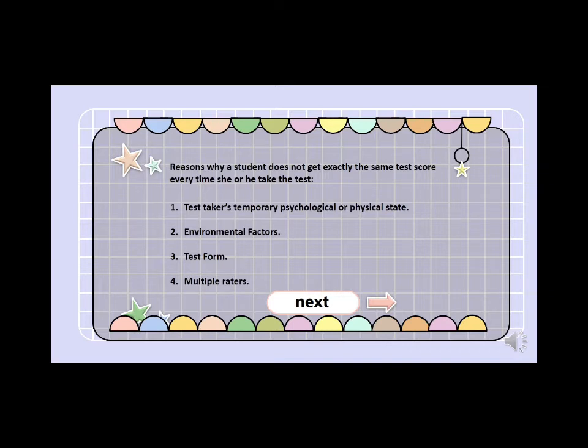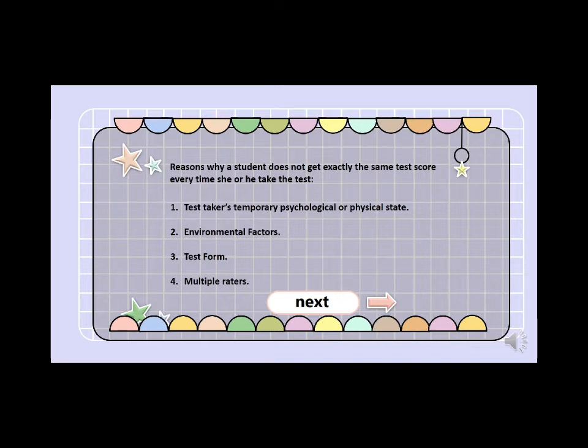Second is environmental factors. Differences in the testing environment such as room temperature, lighting, noise, or even the test administrator can influence an individual's test performance.